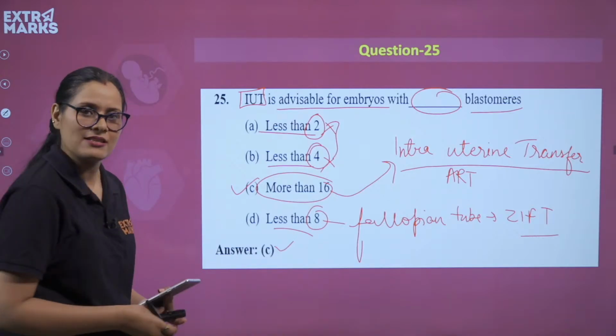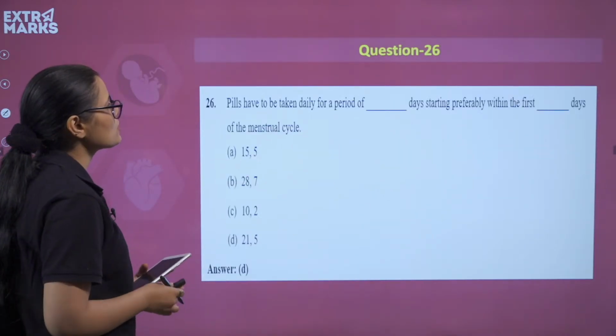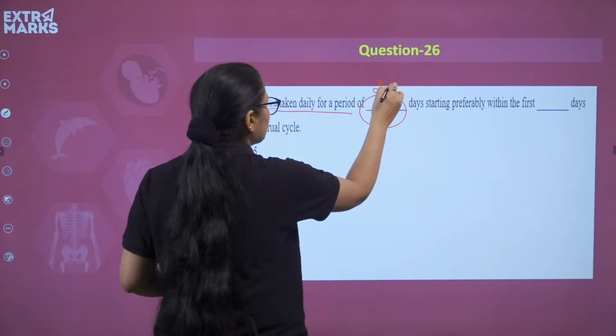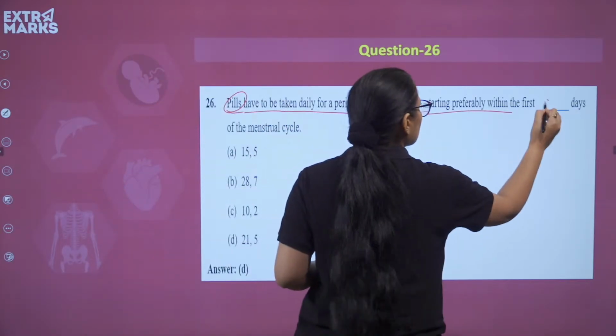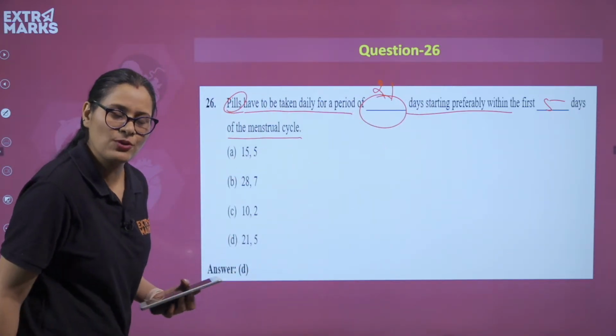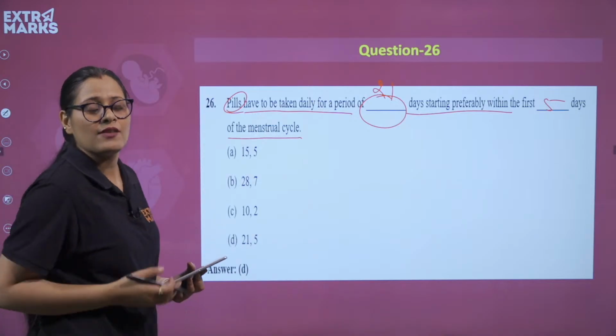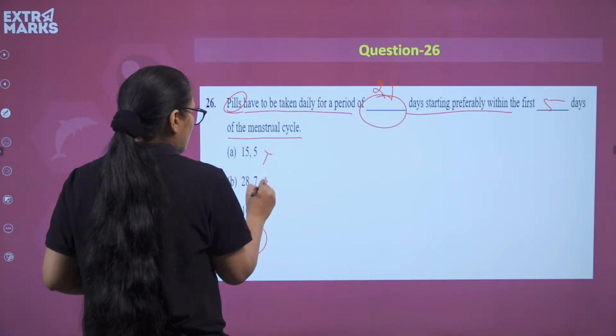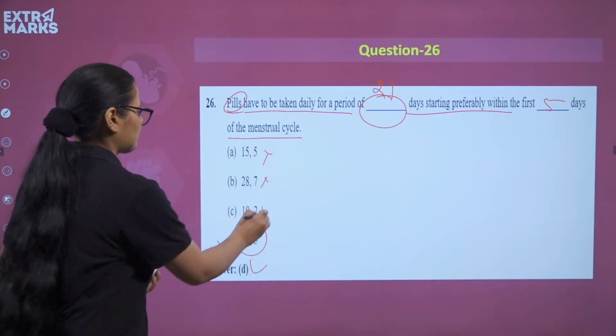The next question is question 26 that says pills have to be taken daily for a period of 21 days, starting preferably within the first 5 days of the menstrual cycle. Direct line from your NCERT that shows how to take the oral pills, and the answer is option number D, 21 and 5. Others are incorrect options.